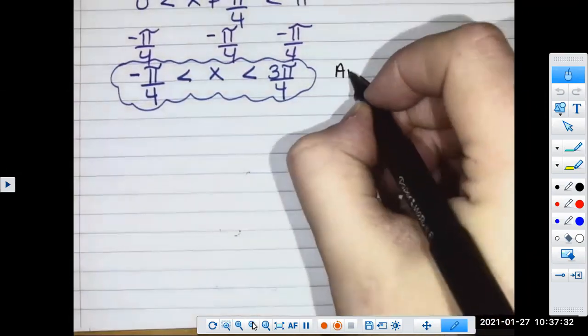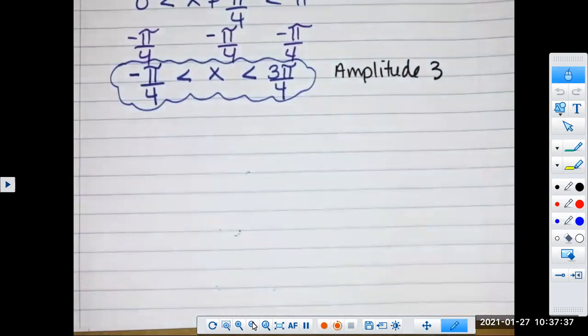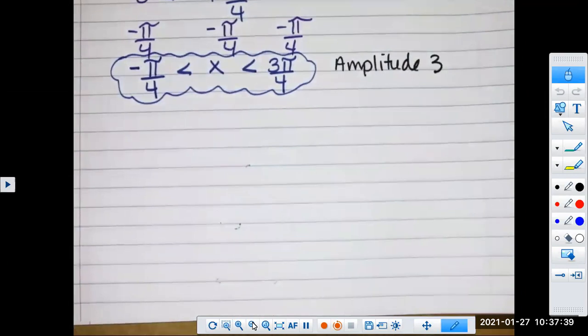Your amplitude is 3. So you need to draw your y-axis up to 3, negative 3 at least.